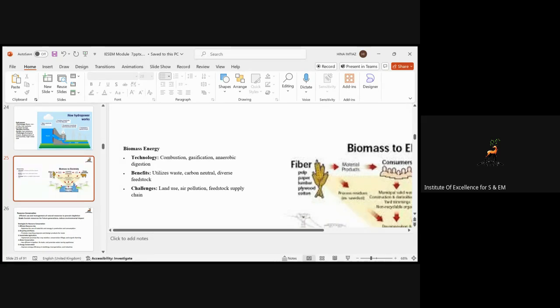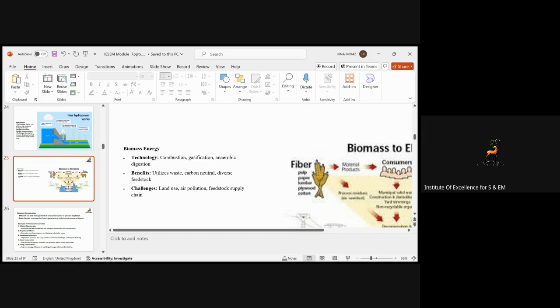And their benefit is that they are utilizing waste. So it performs a dual action: it minimizes waste, and at the same time biomass energy gives us a clean source of energy and generates electricity. It reduces carbon footprints, and they use diverse feedstock, like we can use manure or other waste for the generation of electricity.